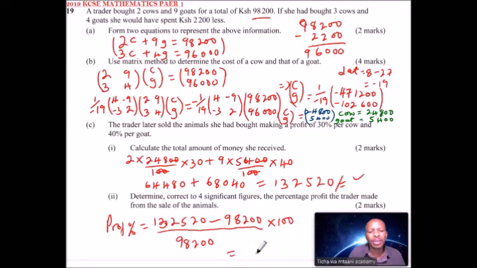So you can use your calculator to compute that. You get 34.9 and there are many decimals, but we are told to 4 significant figures, so we say it is 34.95%. So that is the percentage profit that the trader made by selling the animals later on. So that's how you go about that.